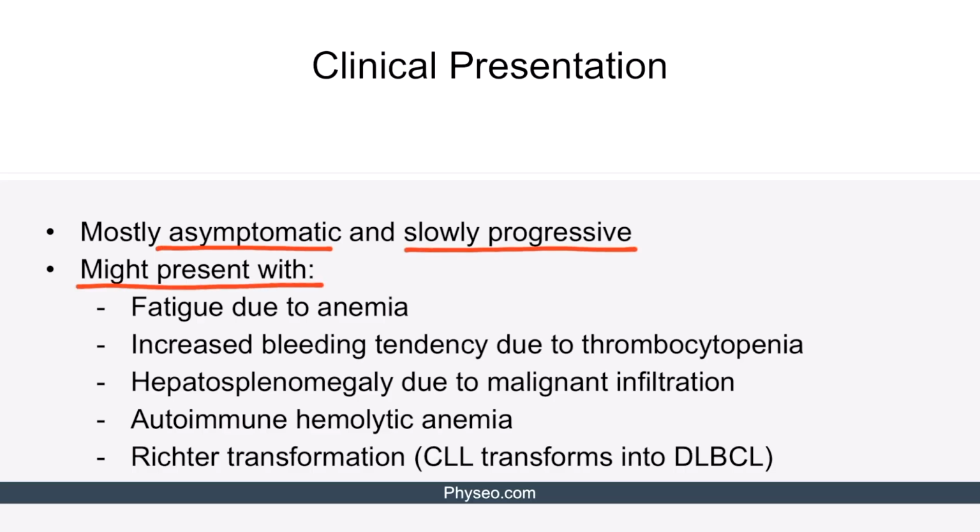However, it might present with fatigue due to anemia, increased bleeding tendency due to thrombocytopenia, and hepatosplenomegaly due to malignant infiltration. Interestingly, CLL can cause autoimmune hemolytic anemia by producing either IgG or IgM antibodies directed against antigens on the red blood cells. Therefore, the patients with CLL might have IgG-mediated or IgM-mediated autoimmune hemolytic anemia. Richter transformation is the process when CLL is transformed into malignant lymphoma, most commonly diffuse large B-cell lymphoma, or DLBCL.